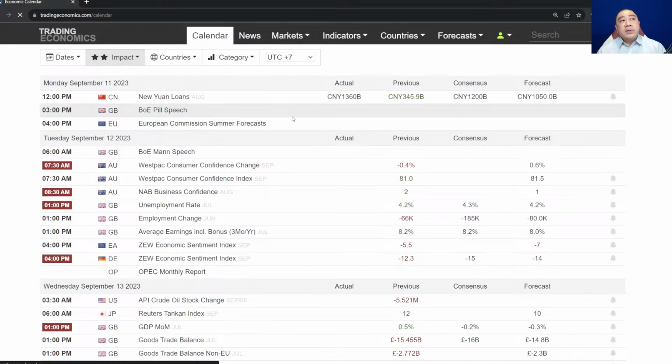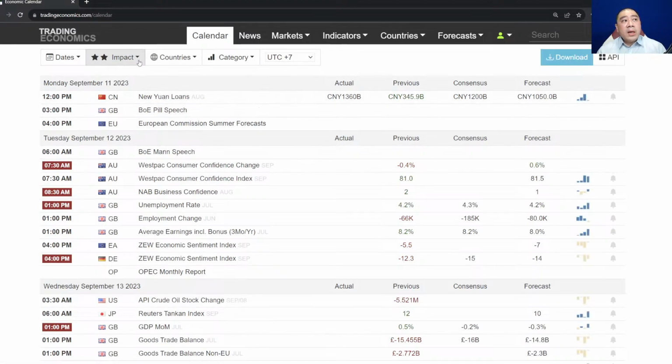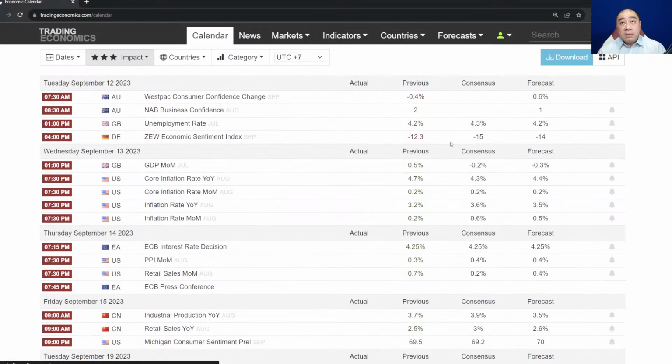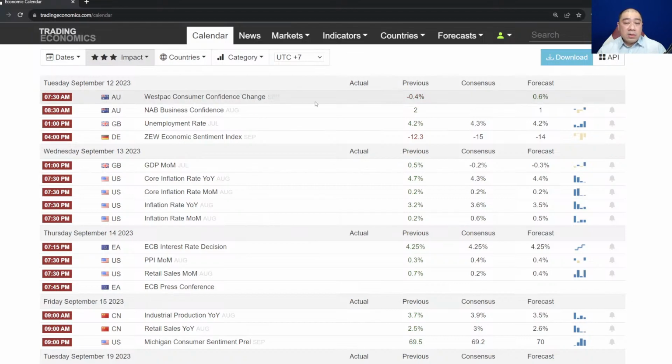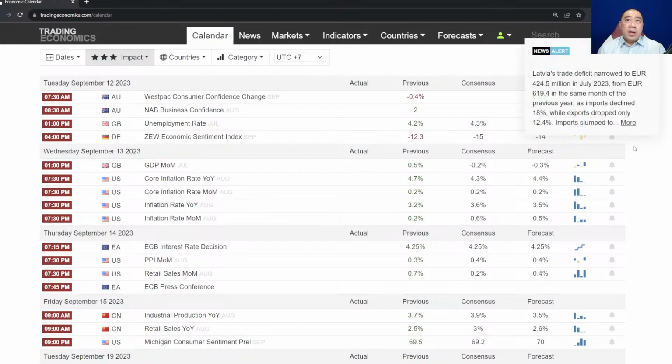So I can filter it, all right? And I can go by impact as well. If I go into the high impact releases, you'll see that on Monday we actually don't have any news, because we don't have any high impact news on Monday. On Tuesday, we're starting to see the consumer confidence and the corporate confidence in Australia. It's considered high impact, but is it going to move the market? No, not really. The UK unemployment rate, yes, that's going to move the market.